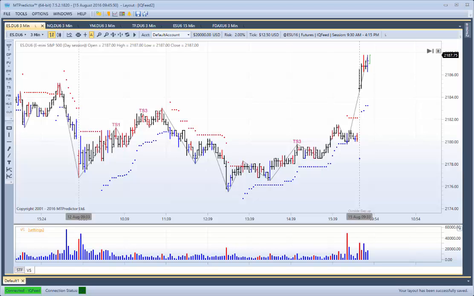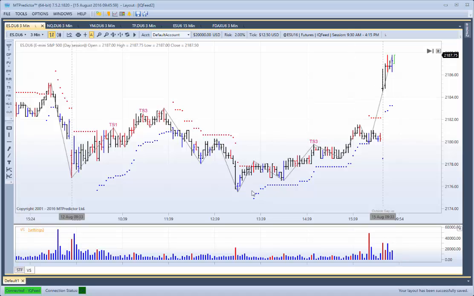In today's MTPredictor video, I'd like to look at how the US E-minis unfolded yesterday, well, it was actually Friday, the 12th of August. In particular, I'd like to have a look at our VS or volume spike setup that now the very low of the day for you on the ES.